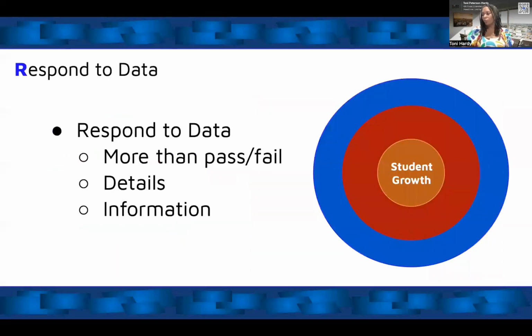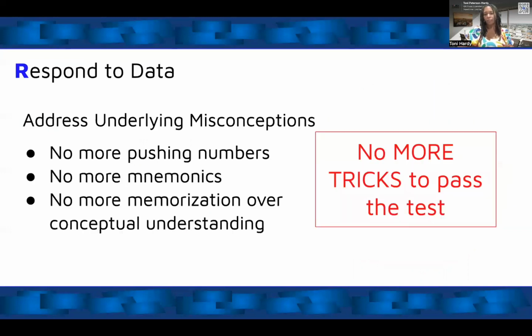The first strategy that we're going to be looking at is how we respond to data, more than just pass or fail. So did the student pass this test or not pass the test? Well, yeah, they missed this question, that question, and that question. It's more than that. It's looking at the details and figuring out what it is that the kids missed in this specific problem. It's using that information after we figure out why they missed a problem to address misconceptions after that. So that's what we're going to be looking at, is how we appropriately respond to the data.